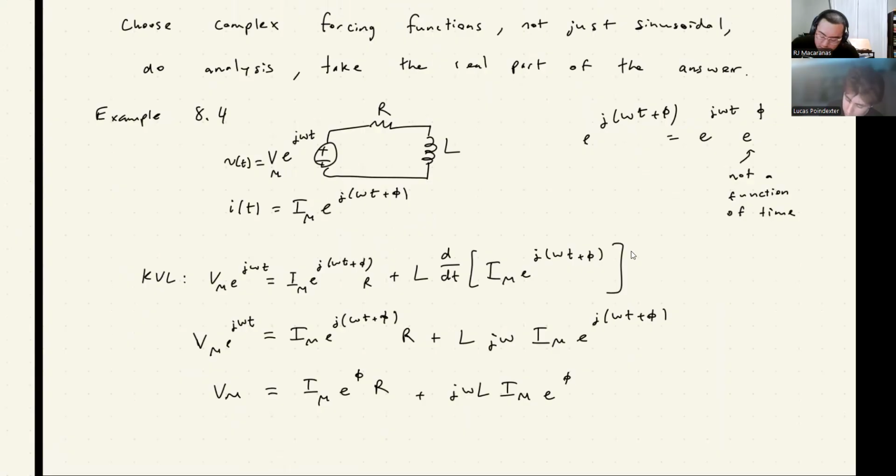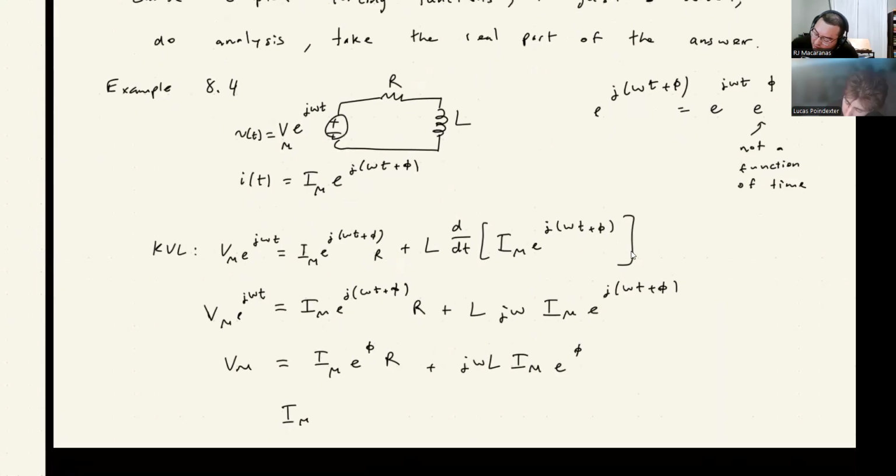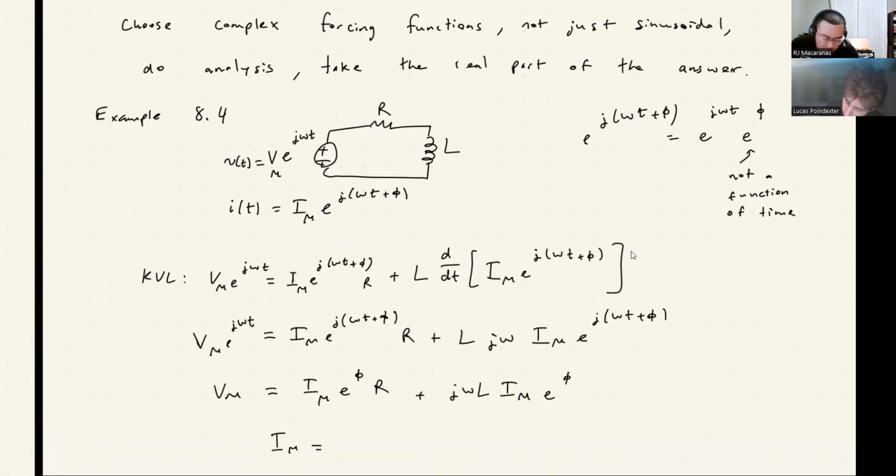All right. And then if we want to solve this for our current, which is what we're looking for at the end of the day here, this is going to be given by, sorry, missed these j's, Vm divided by R plus j omega L.